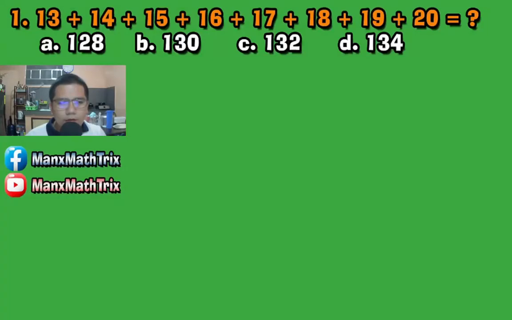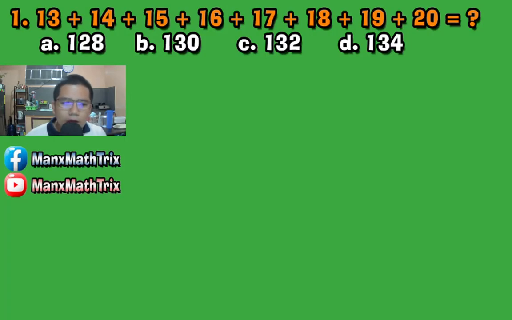Problem number 1. Get the sum of all integers from 13 to 20. So, all in all, we have a total of 8 terms. So, at first, by instinct, ang gagawin mo dito is to line up all the numbers and then add them up. Pero, hindi ba very time consuming siya?